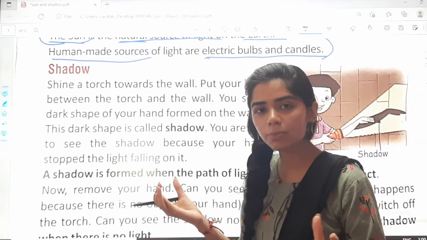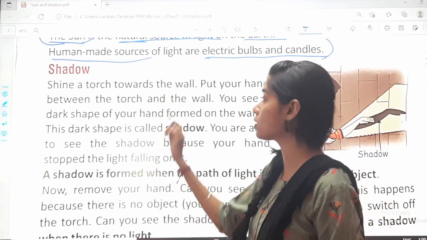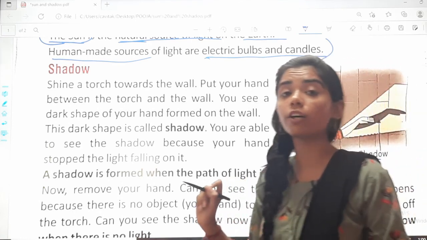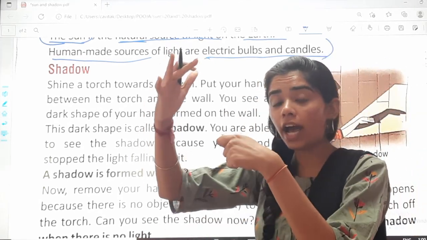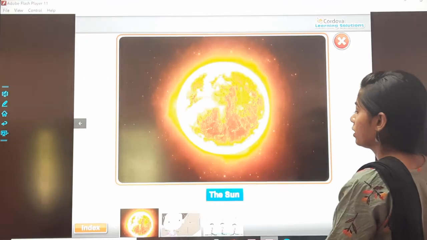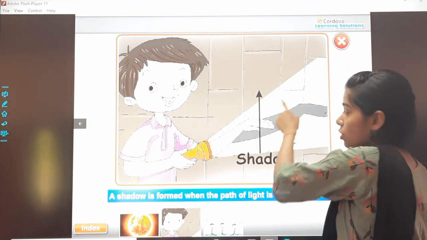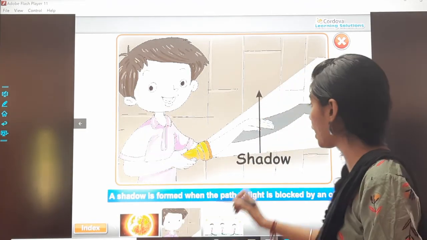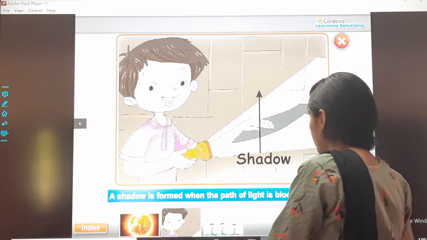See, there is a small experiment. Shine a torch towards the wall, like this child is doing. What you have to do, you have to shine a torch towards the wall. Put your hand between the torch and the wall. See over here. See what you have to do? Shine a torch on the wall. Put your hand, आपको अपना हाथ बीच में रखना है इस torch के और इस wall के. You have to put between.